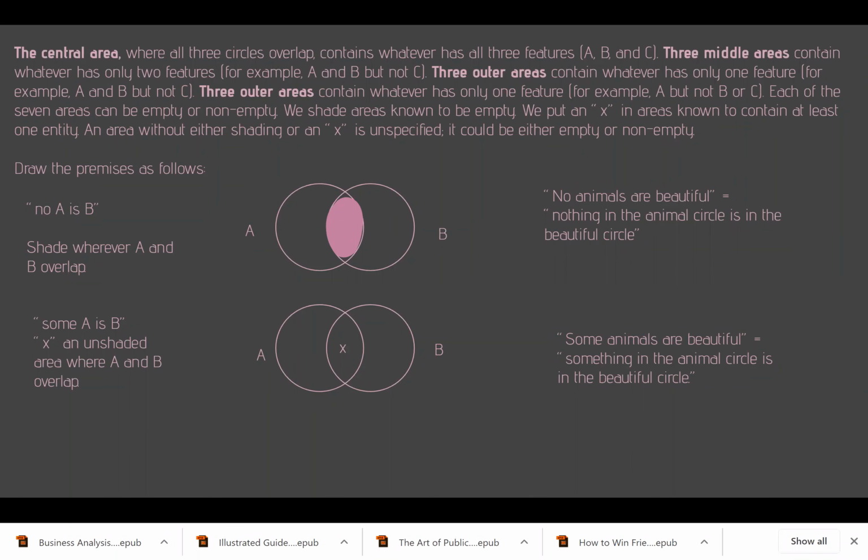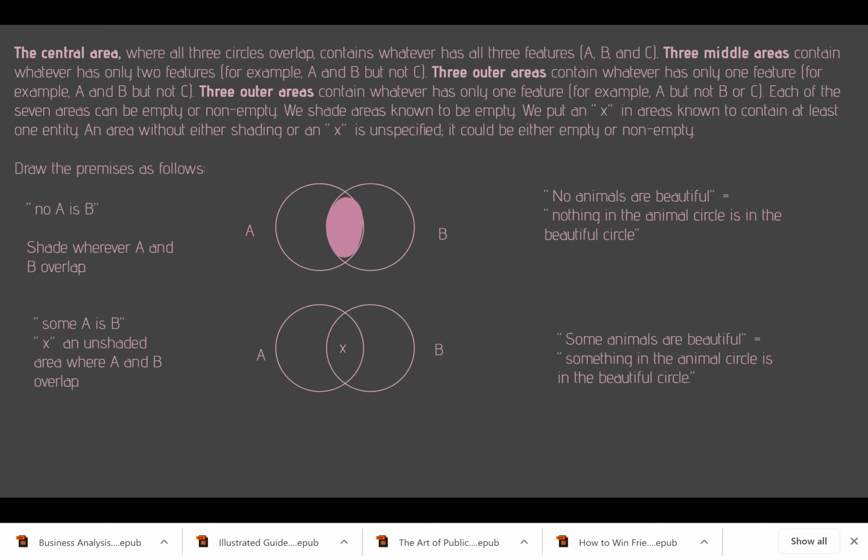The central area where all three circles overlap contains whatever has all three features, meaning A, B, and C. Three middle areas contain whatever has only two features, for example, A and B but not C. Three outer areas contain whatever has only one feature, for example, just A, not B or C.